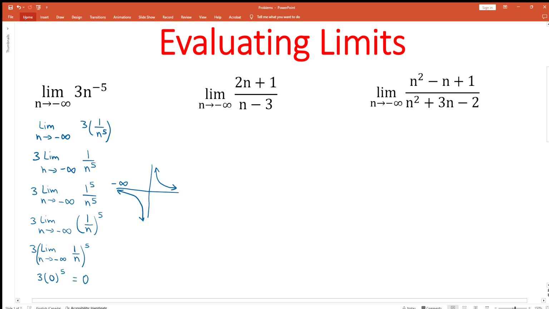The expression 2n plus 1 over n minus 3 is a rational expression. It is made up of polynomial expression 2n plus 1 in the numerator and n minus 3 in the denominator. The degree of the numerator expression is 1. The degree of the denominator expression is 1. In order to evaluate the limit n approaches negative infinity, we should multiply the numerator and the denominator expressions by 1 over n because the degree is 1 in both the numerator and the denominator.